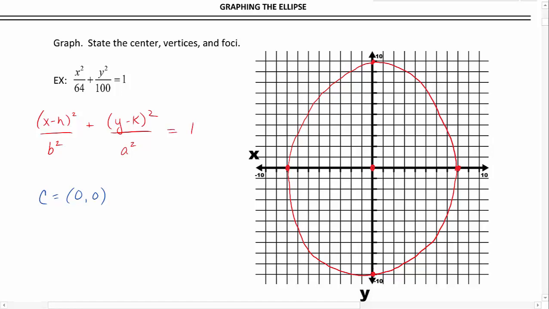The directions asked us to state the center, the vertices, and the foci. The vertices we can get easily. We know the vertices are at the end of the major axis, so our vertices are going to be up here and down here, but let's label them with ordered pairs. Vertices (0, 10) and (0, negative 10). Make sure you're writing that as an ordered pair. If you wanted to write (0, plus or minus 10), I'm okay with that as well.